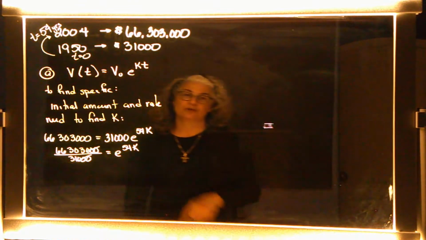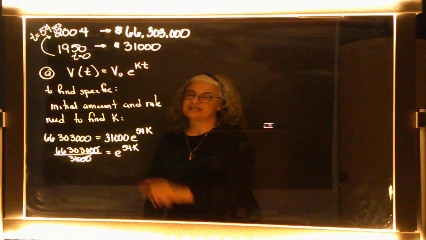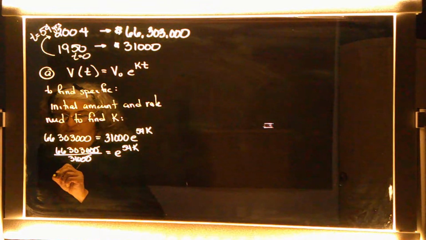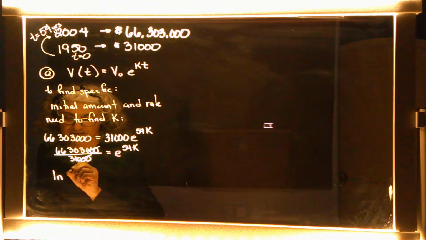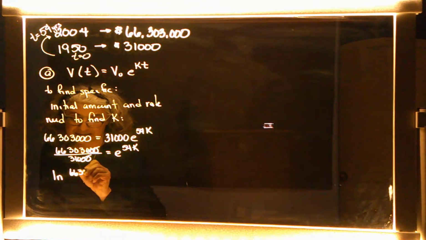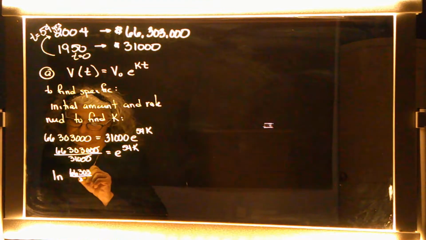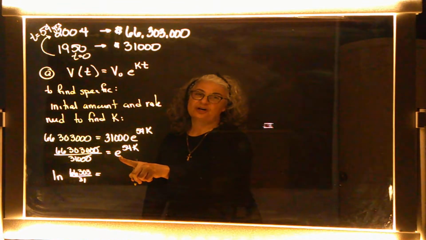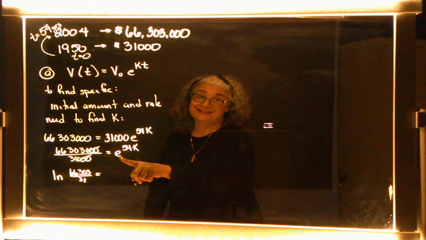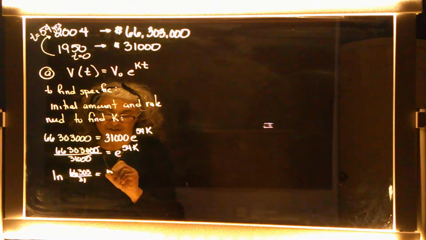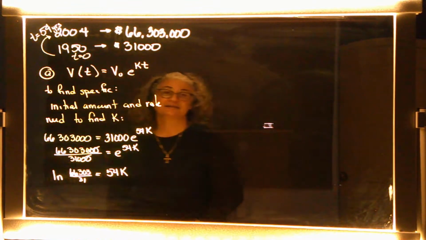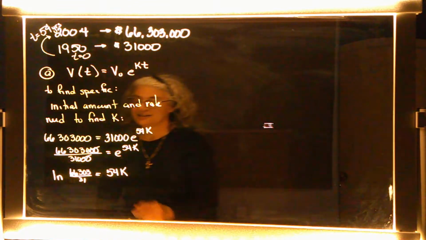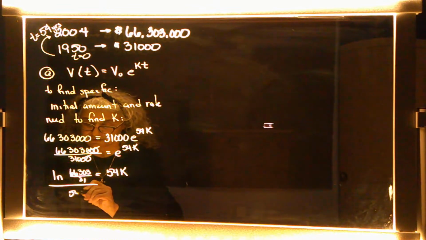Okay, then what? Yeah, I got to get rid of the E next. How do you do it? Excellent. Take the natural log on both sides, which means I'm going to end up with the natural log of 66,303 divided by 31 equals, what happens when you take the natural log of an exponential base E? Good, they cancel out, which means you're left with 54K. Agreed? And to get the K by itself, yep, you divide both sides by the 54.